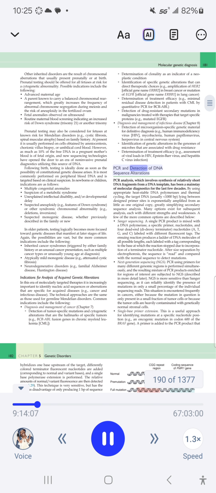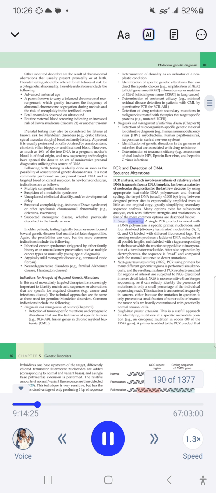PCR and detection of DNA sequence alterations. PCR analysis, which involves synthesis of relatively short DNA fragments from a DNA template, has been a mainstay of molecular diagnostics for the last few decades. By using appropriate heat-stable DNA polymerases and thermal cycling, the target DNA, usually less than 1000 bp, lying between designed primer sites, is exponentially amplified from as little as one original copy, greatly simplifying secondary sequence analysis. Many options exist for subsequent analysis, each with different strengths and weaknesses. A few of the more common options are described below.